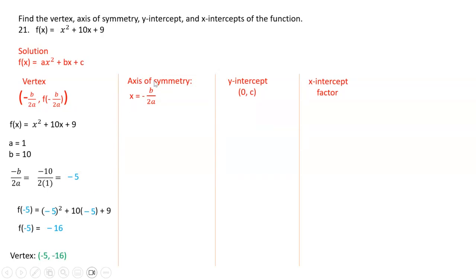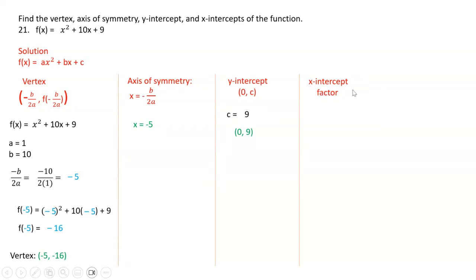Remember what I said? The axis of symmetry will be the x part of the vertex. So the axis of symmetry is going to be x equals negative 5. You can get the y-intercept without doing the work. The y-intercept will be the c. In this case, the y-intercept will be 9. So it's going to be (0, 9).